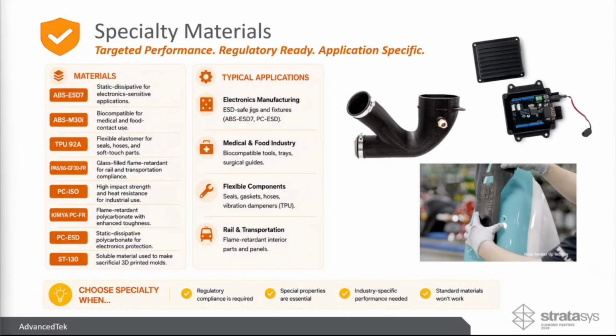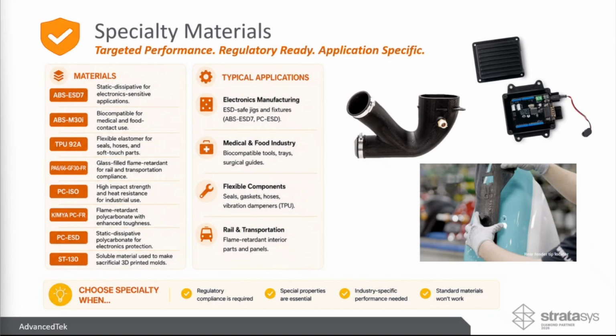Next, you got your specialty materials. Starting off with your ABS ESD7. It's a static dissipative for electronics sensitive applications, it's great for that. Ideal for jigs and fixtures used to fabricate and assemble electronic components and associated production line items.